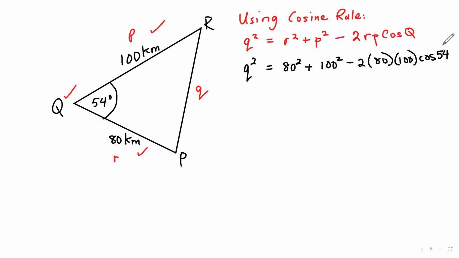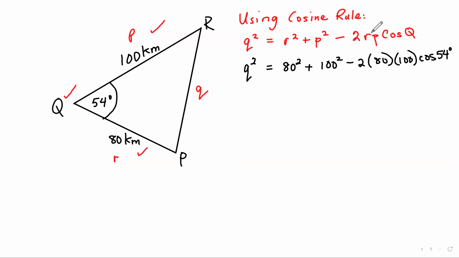That's right. Perfect. So Q squared will be 80 squared plus 100 squared minus 2 times 80 times 100 cos of 54. This is because R is 80, so R squared will be 80 squared. P is 100, so P squared will be 100 squared. And then 2RP means 2 times R times P. So now we could work this out.